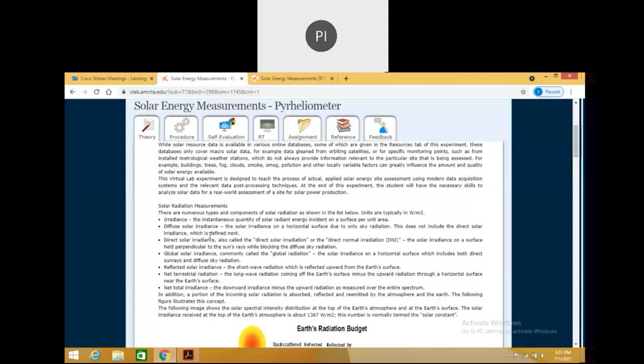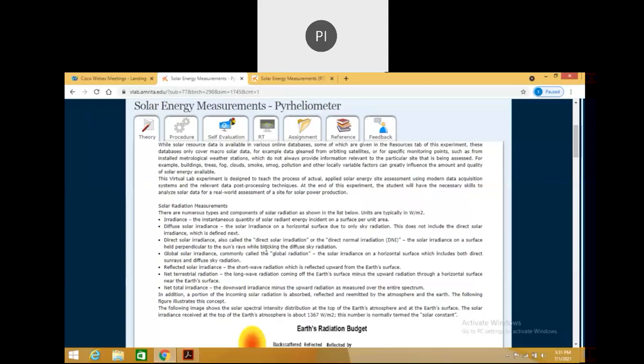Diffuse solar irradiance is the solar irradiance on a horizontal surface due to only sky radiation. This does not include the direct solar irradiance, which is defined next.